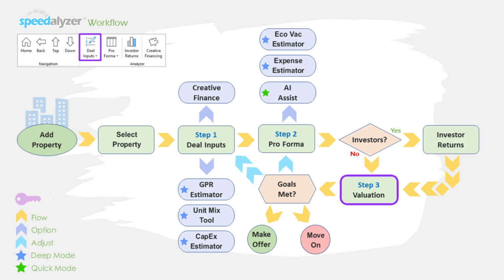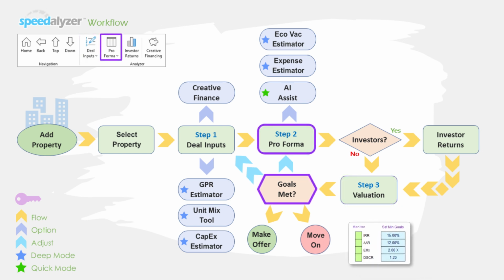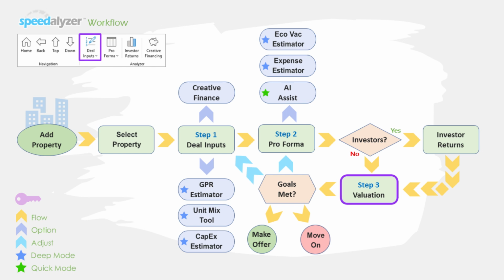Use the dashboard tools to determine your initial property value and check if your goals were met. If they aren't, revisit Step 2 to adjust your assumptions, set cap rates, or model a refinance. Then return to Step 3 for another property valuation. If needed, go back to Step 1 for further adjustments.